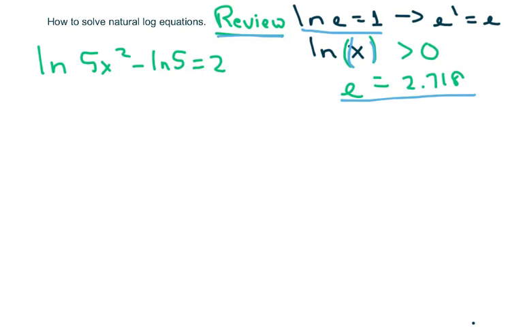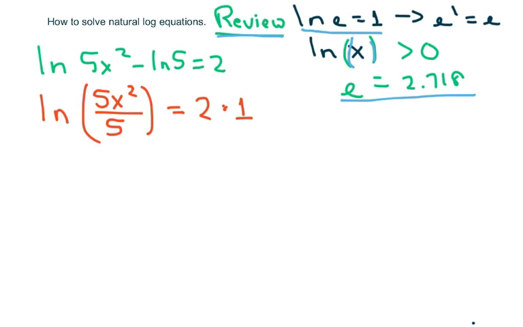The first thing we're going to do is condense or write this natural log on the left side as a single logarithm equals 2. Now, to solve this, I'm going to multiply this 2 by 1. I'm not changing it. What's 2 times 1? Just 2. But 1 in natural log land is ln of e. So instead of 1, I'm going to call this ln of e.